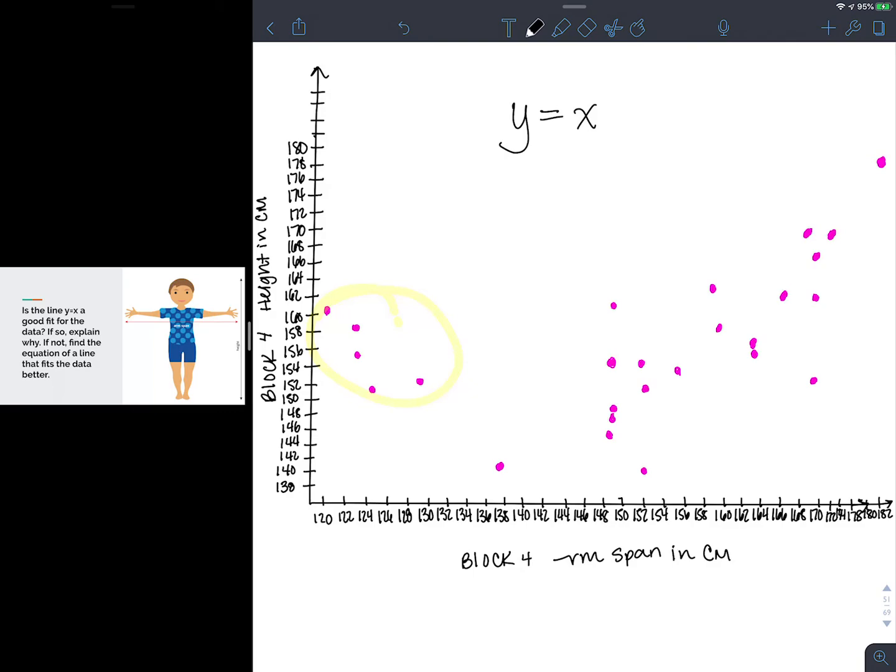Generally, human arm span and height are actually about the same. So typically, arm span is equal to the height when you're measuring in the same unit. Now, again, you have to account for measuring error, typing errors, things like that. Just a lot of human errors. But generally, this is what we typically see happen.